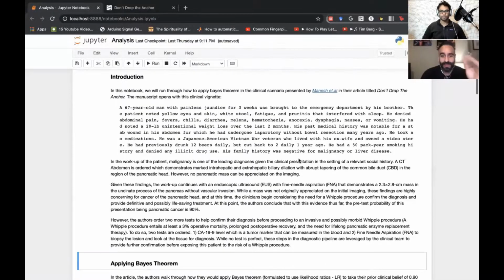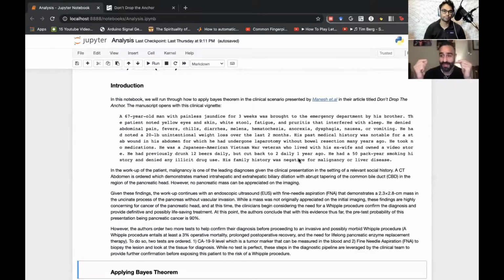Sounds great. So last time we met, we talked about a paper by Dr. Reza Manesh called "Don't Drop the Anchor." This paper, and I'm going to pull up a notebook just to show what I'm alluding to here, had a clinical scenario where a patient presented with a high suspicion of pancreatic cancer, and they ordered two tests to help them decide whether to do the Whipple or not. They applied Bayes' theorem to these two tests. One was a CA19-9 and one was an FNA biopsy.